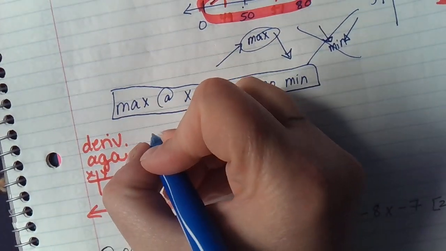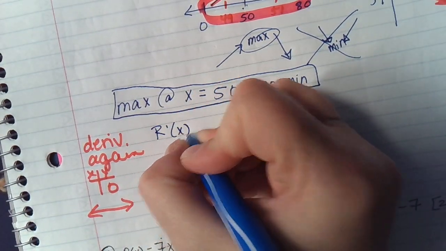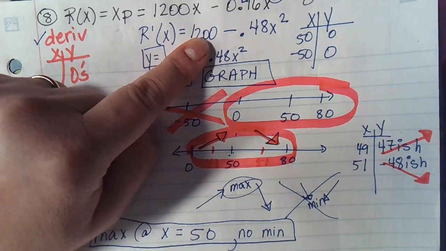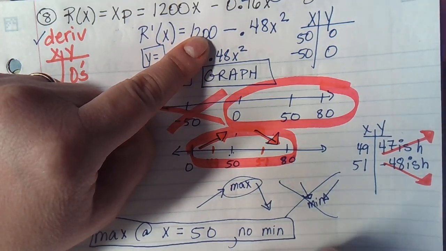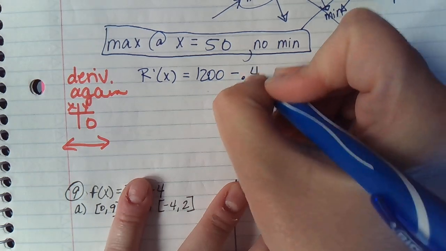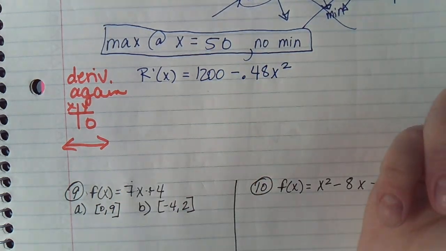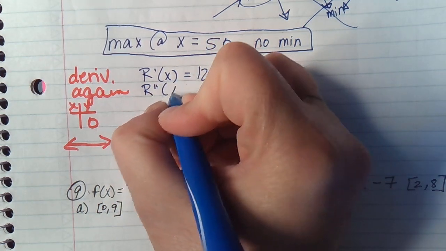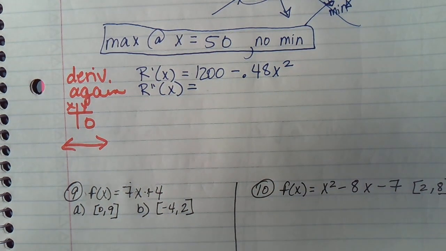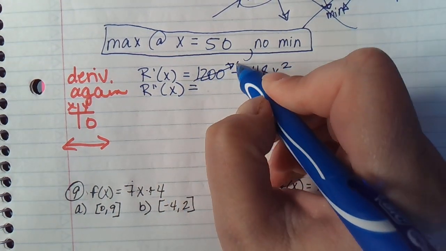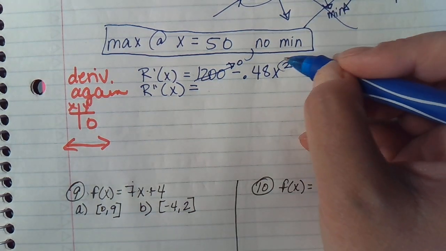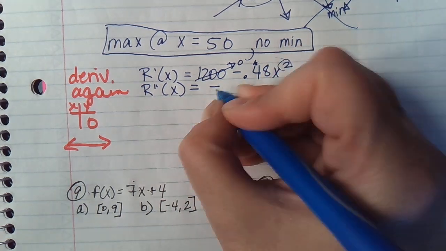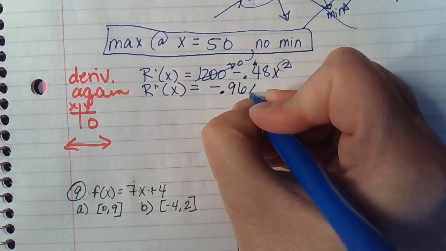All right, let's see here. My first derivative was that up here. 1200 minus 0.48x squared. Okay, let's find the second derivative, because we have to find the derivative again. So the 1200 goes away to a 0 because it's a constant. 2 comes down in front and multiplies with 0.48, and we get negative 0.96x.